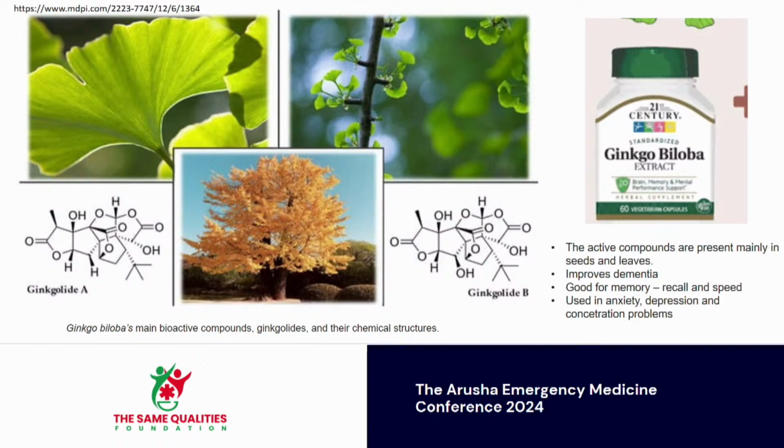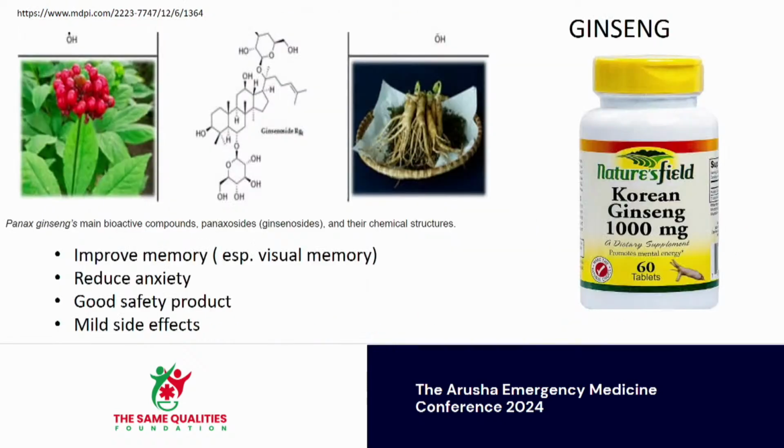So it's a leaf. The effective part of it is its seed and its leaf. It increases blood flow to the brain. There are pills that are available. You can see one of the pills is out there. Apart from just improving memory, that is recall and speed, it has been shown that taking these pills can also help with anxiety, it can help with depression, and it can also help with concentration problems.